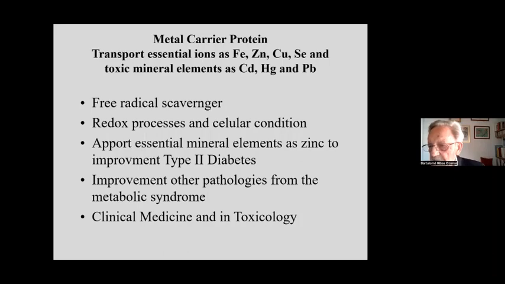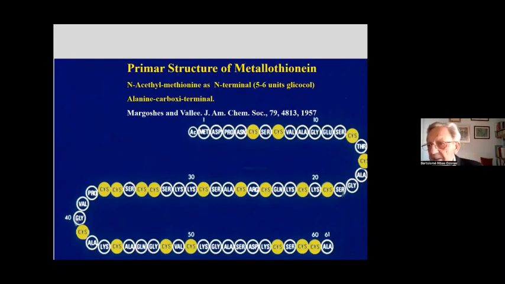In the next figure, we see the molecular structure of metallothionein. Yes, we see the molecular structure of metallothionein established by Margoshes and Vallee, Journal of the American Chemical Society, 1957, with a great reduction power by its high number of cysteine amino acids.